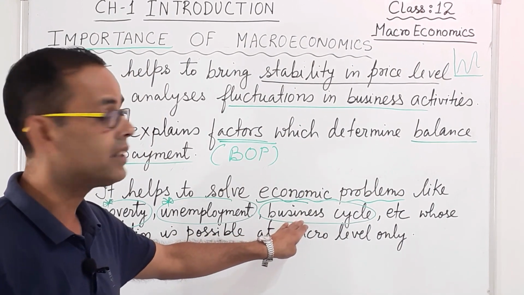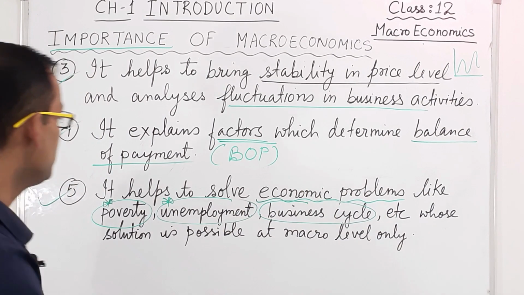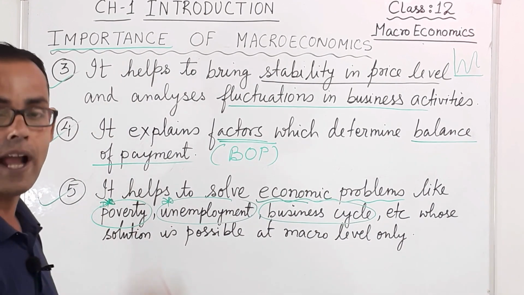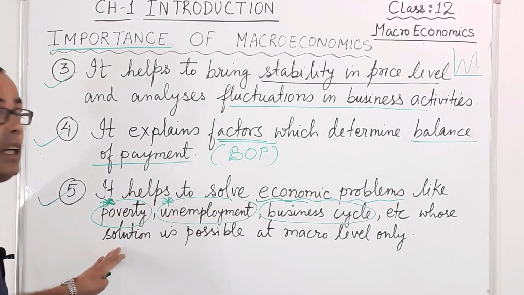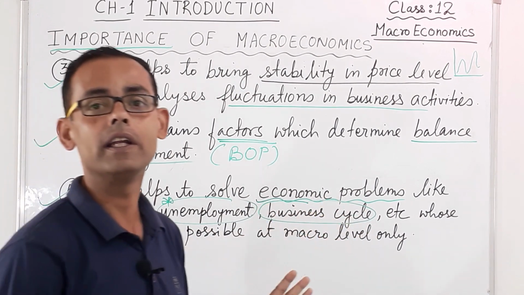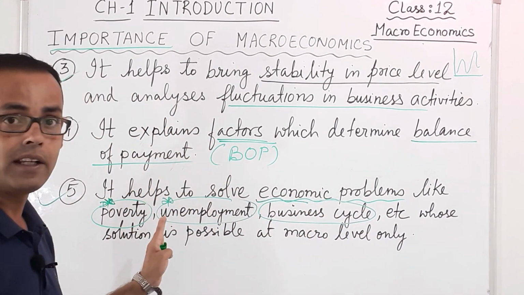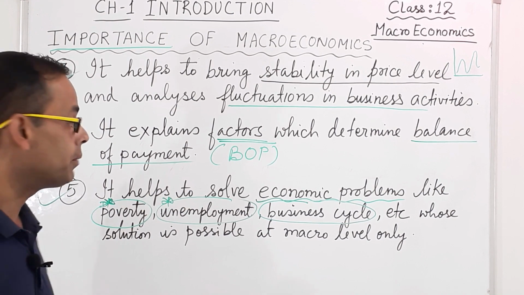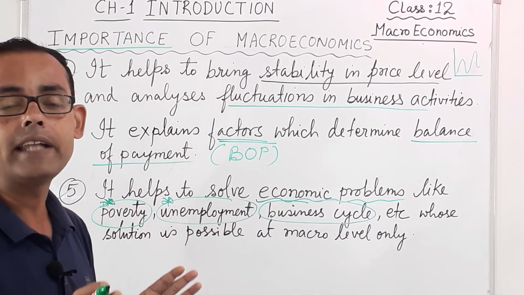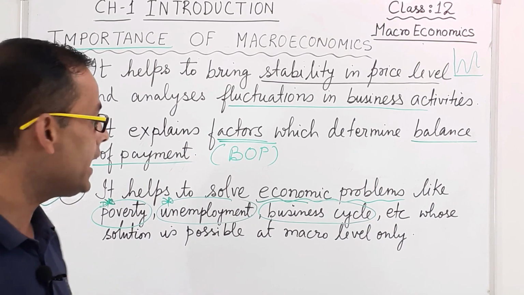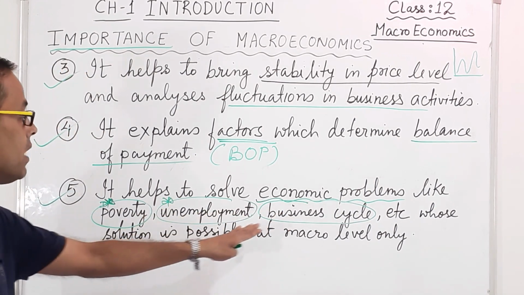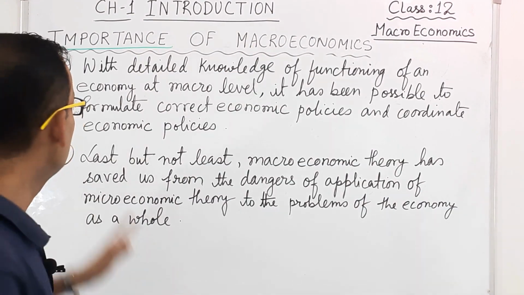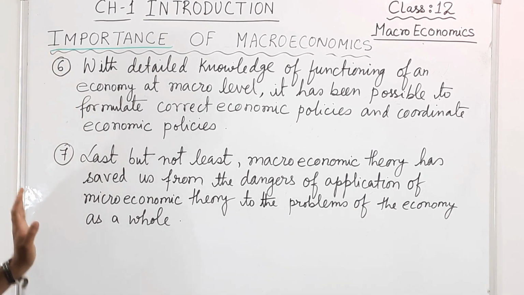So it helps us to understand the business cycle. Many things are there, but the more important is what? Poverty, unemployment. These are rising day by day at present also. Their solution is possible at the macro level only, and for these solutions we have to understand the causes: why the unemployment problem is coming, why the poverty problem is coming, and how we can tackle it, what remedial measures we have to take so that we can solve these problems. That is possible only through macroeconomics. Clear?